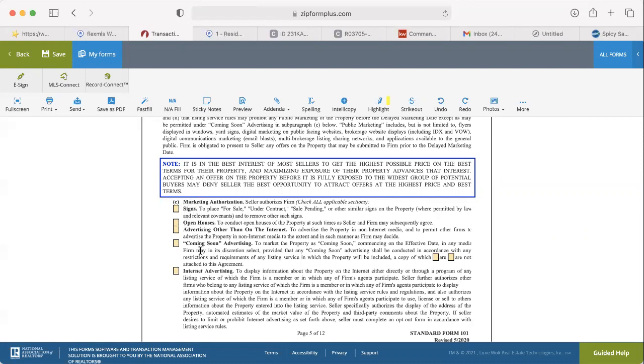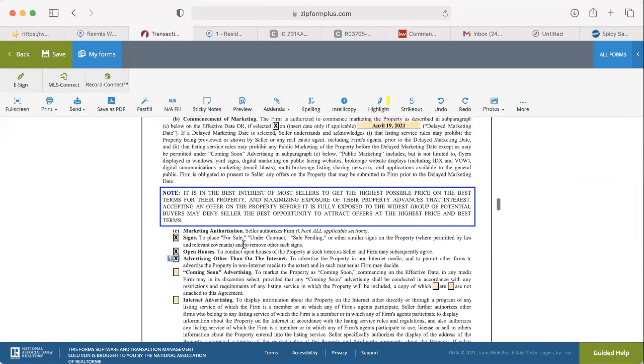C gives you a place to mark whether you have permission to do these things. So a sign, yes. Open house, sure. Advertise on other than on the internet. So can I put it on social media? Sure. Coming soon advertising. So are we going to mark this property as coming soon on April 19th? Or are we going to hide it from everyone until April 19th? So that's the box that you would pick.